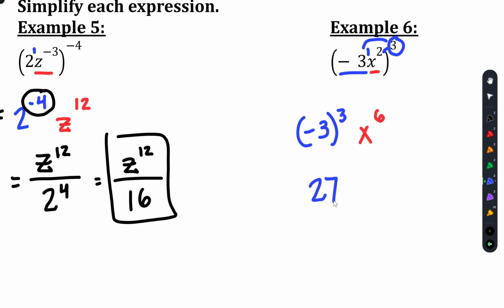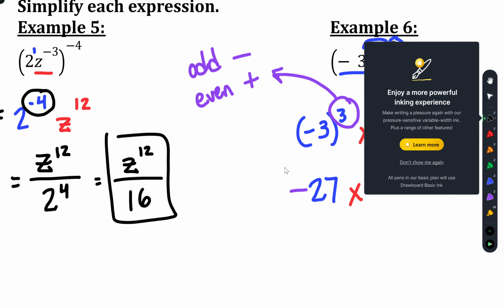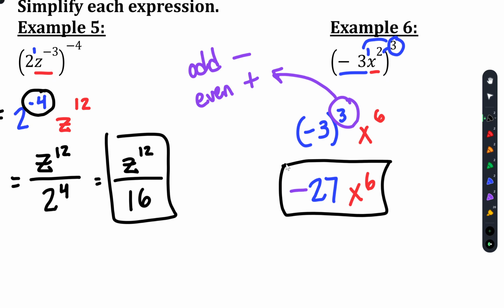Does anybody remember that rule? Why is it going to be negative? Because my exponent is odd. So if my exponent is odd, our answer will be negative. If our exponent is even, our answer will be positive. Any questions on that?